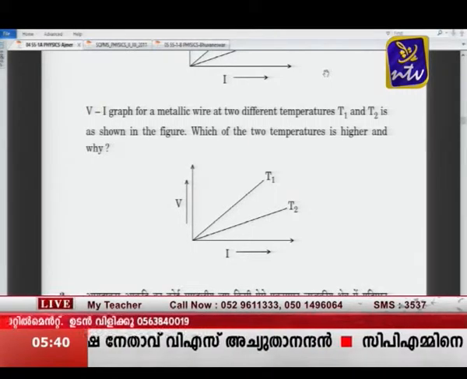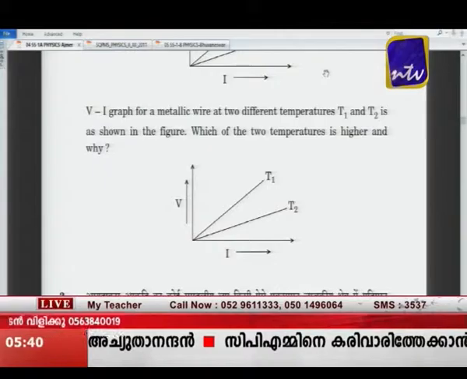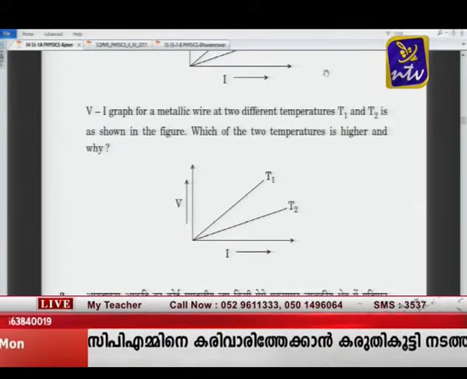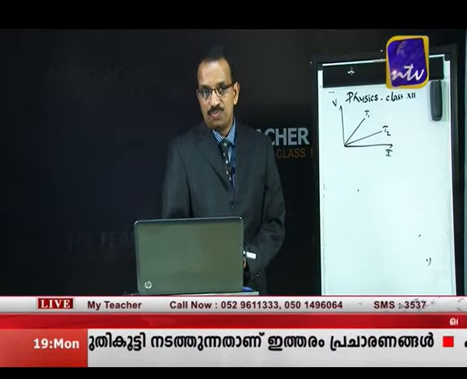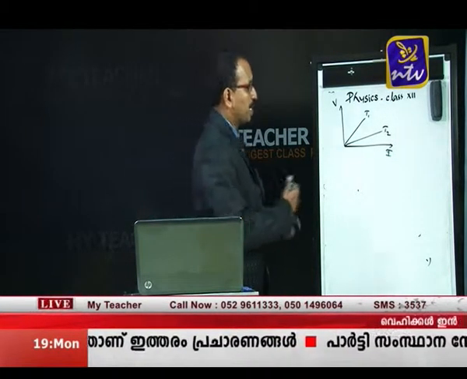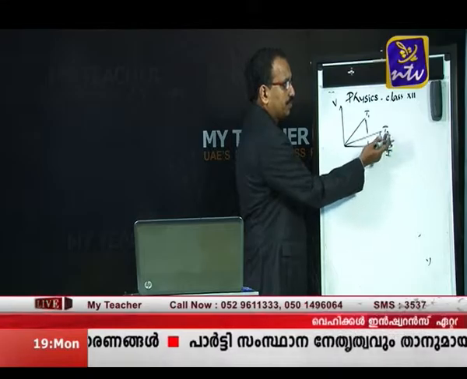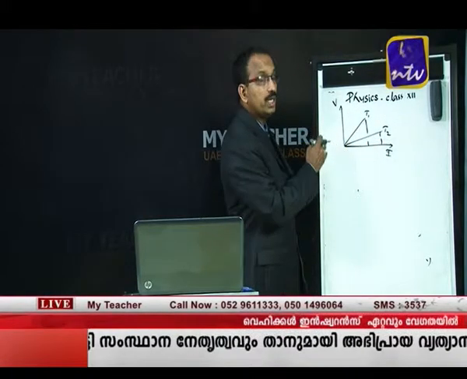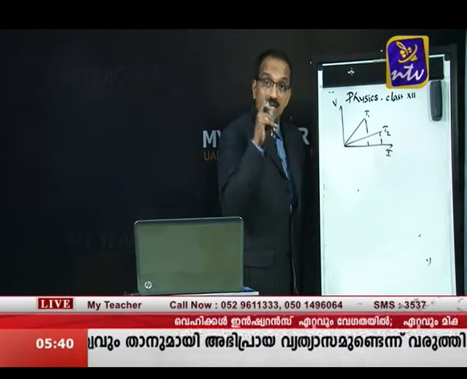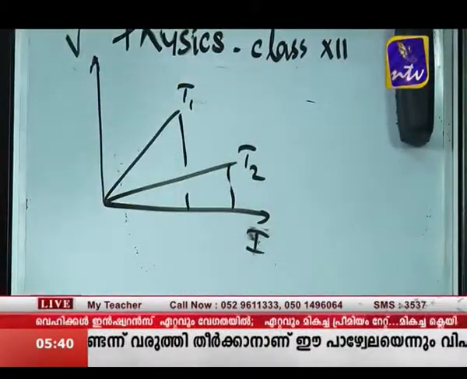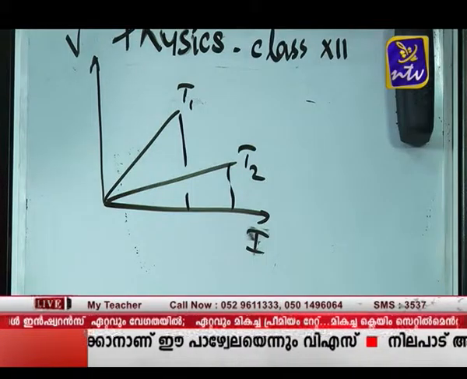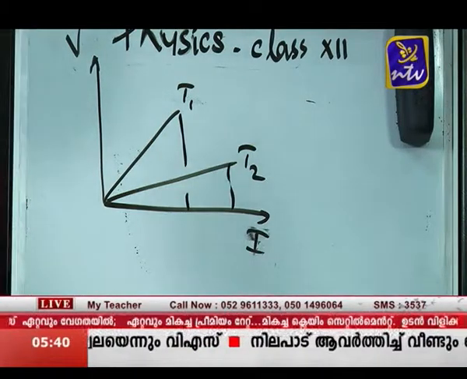If that's the case, the slope of the graph, that is delta V by delta I, will straight away give you the resistance, since resistance is V by I. So the slope of these two graphs will give you the resistance here. But if in the diagram this is I and this is V, then it is the reverse: the reciprocal of the slope will give you the resistance. So that is one thing to think of.